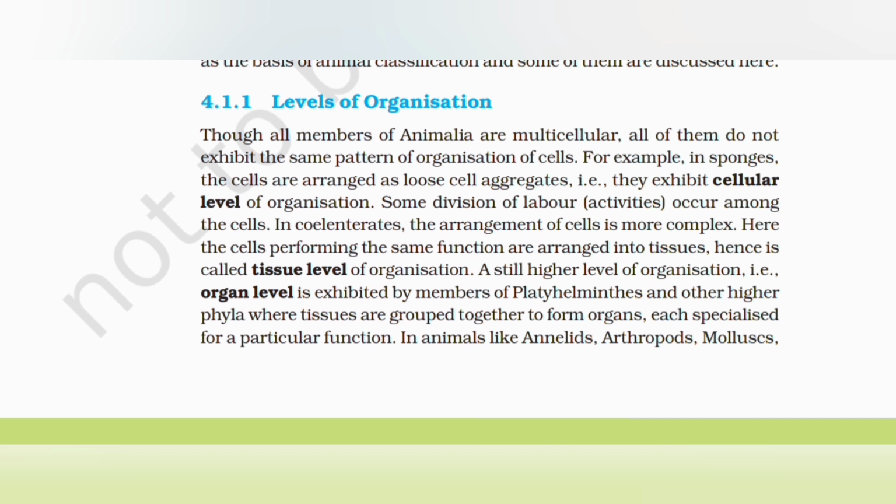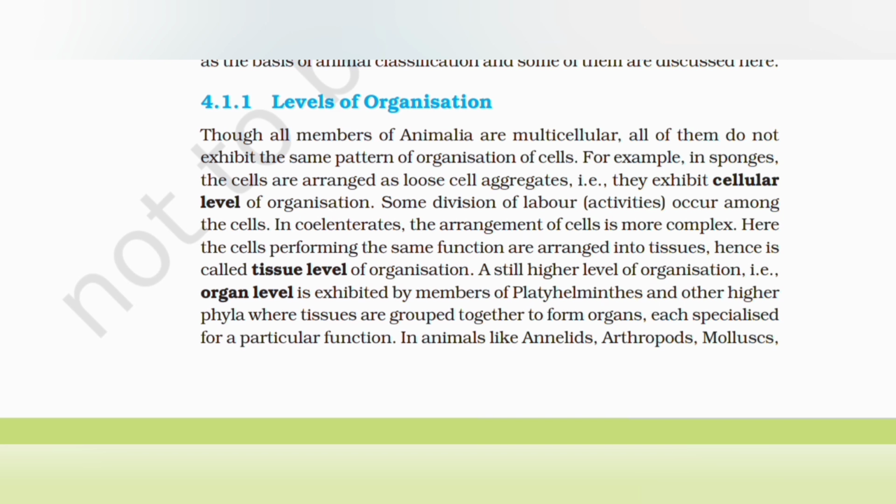In coelenterates, the arrangement of cells is more complex. Here the cells performing the same function are arranged into tissues, hence it is called tissue level of organization. A still higher level of organization, that is organ level, is exhibited by members of Platyhelminthes and other higher phyla where tissues are grouped together to form organs, each specialized for a particular function.